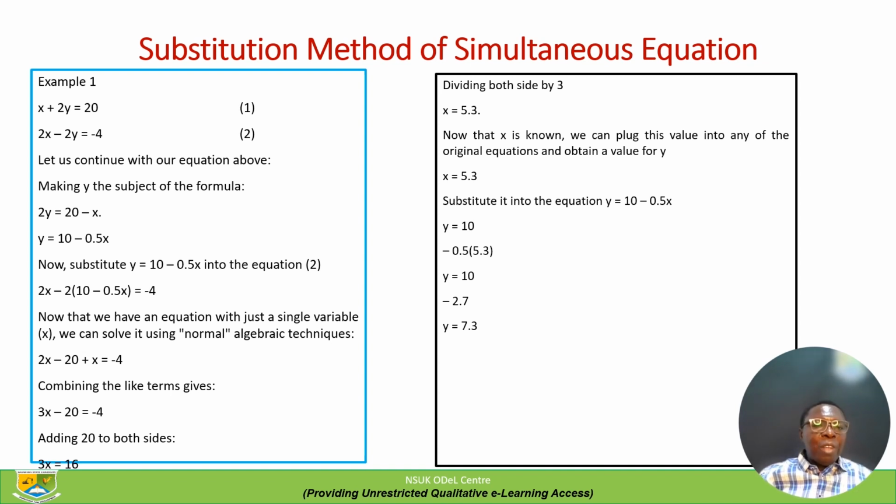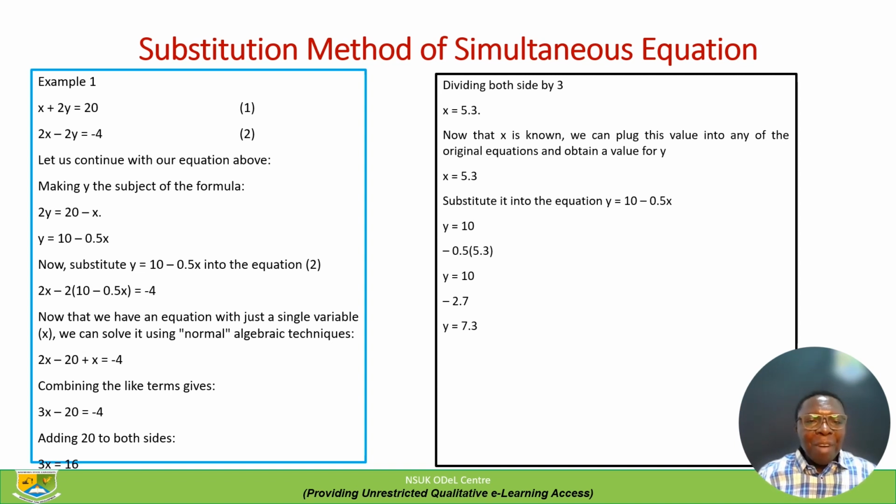Let's take example 1. We say x plus 2y is equal to 20, equation 1. Then 2x minus 2y is equal to 4, equation 2. Let us continue with our equations above. Making y the subject of the formula, we say 2y is equal to 20 minus x, and y is equal to 10 minus 0.5x. So now substitute y equals 10 minus 0.5x into equation 2. What we will have now is 2x minus 2, open bracket, 10 minus 0.5x, close the bracket, which is equal to minus 4.